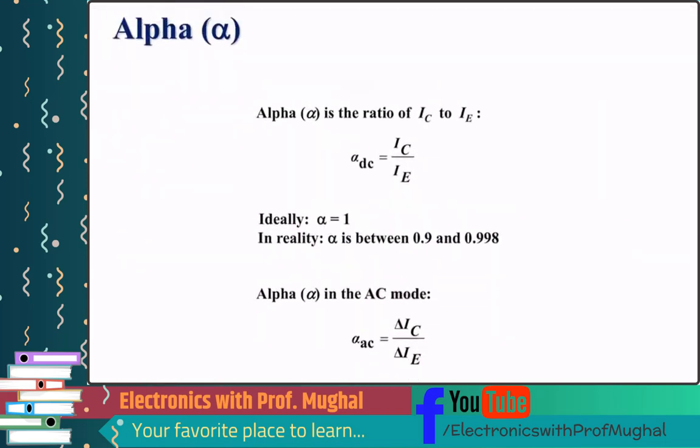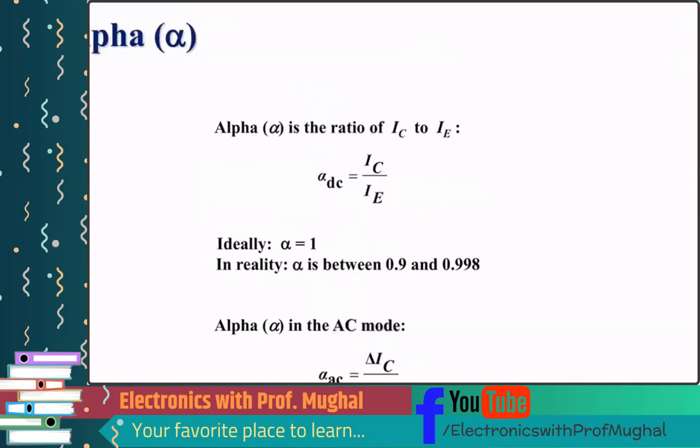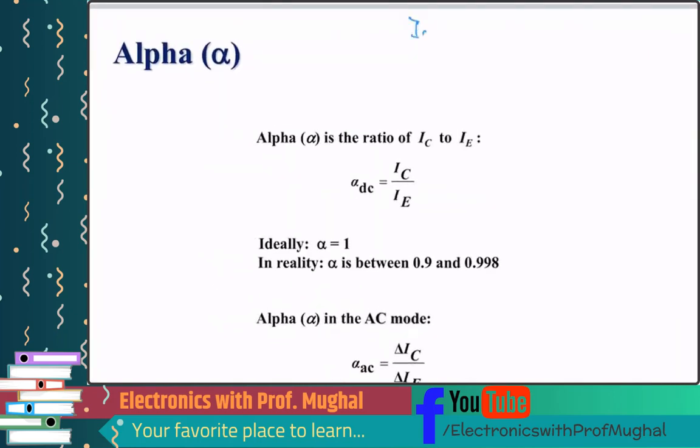Okay, alpha, what is alpha? Alpha is a ratio of IC to IE. Remember, IC is the collector current, okay? And then IE is the emitter current, right?